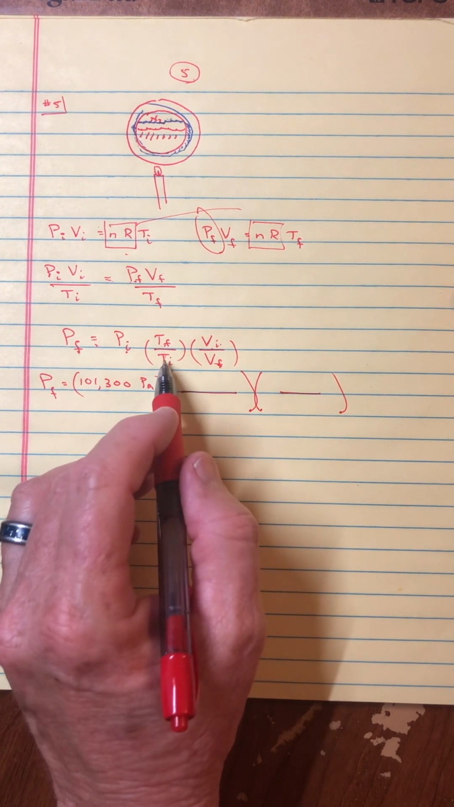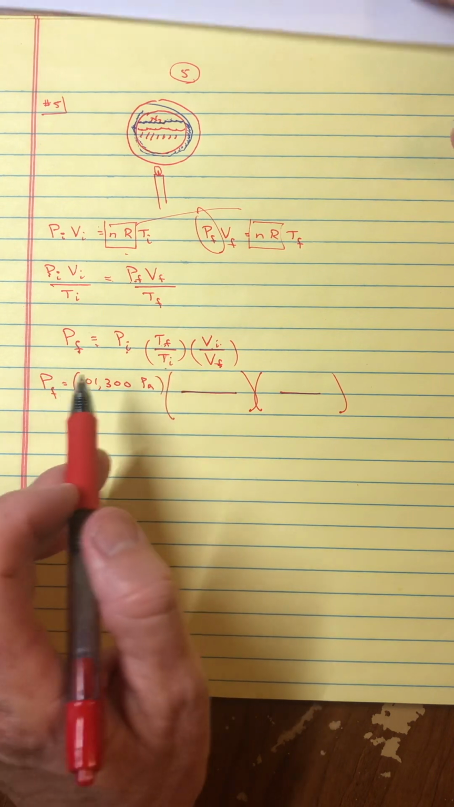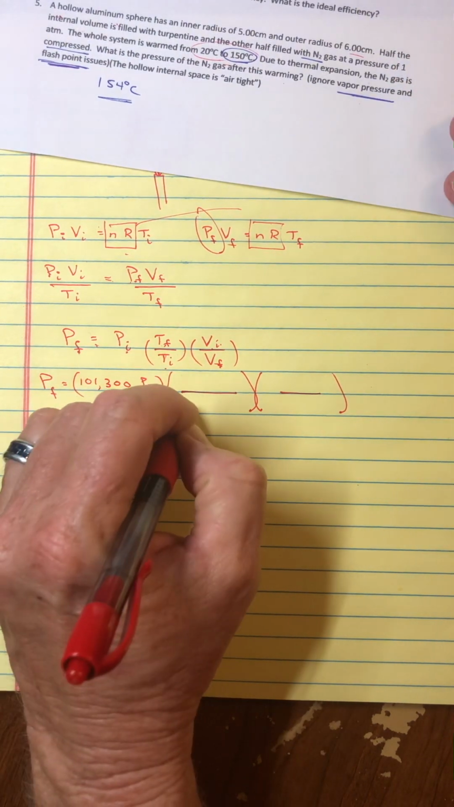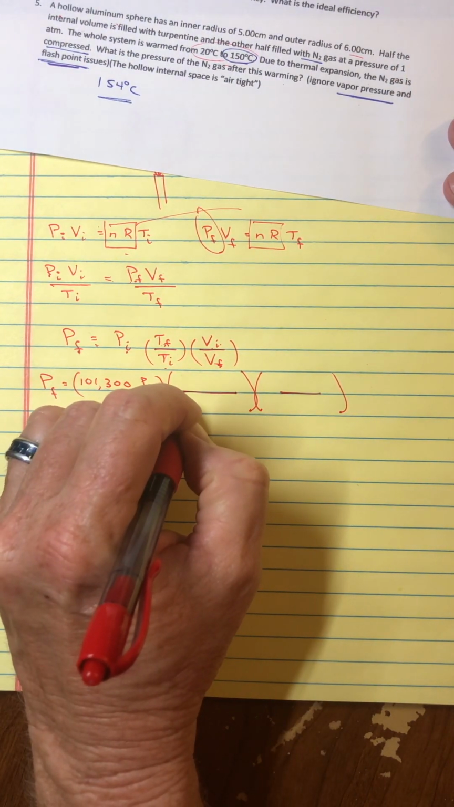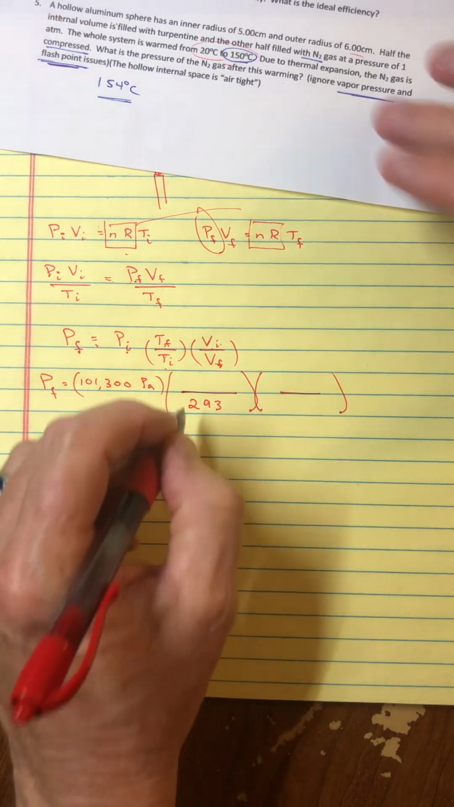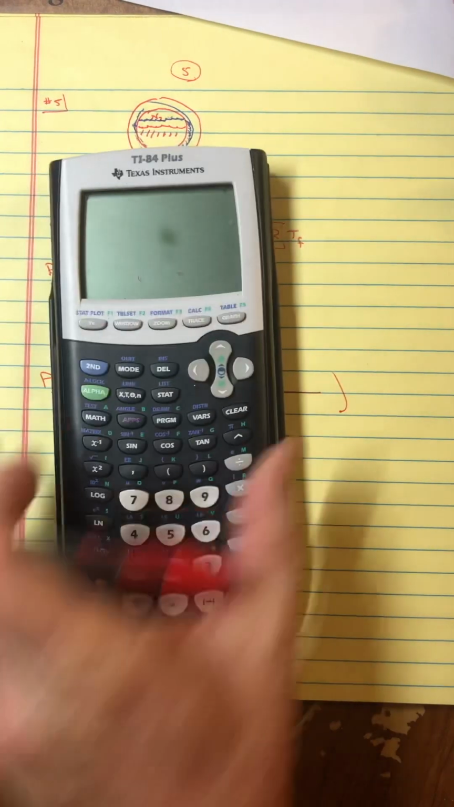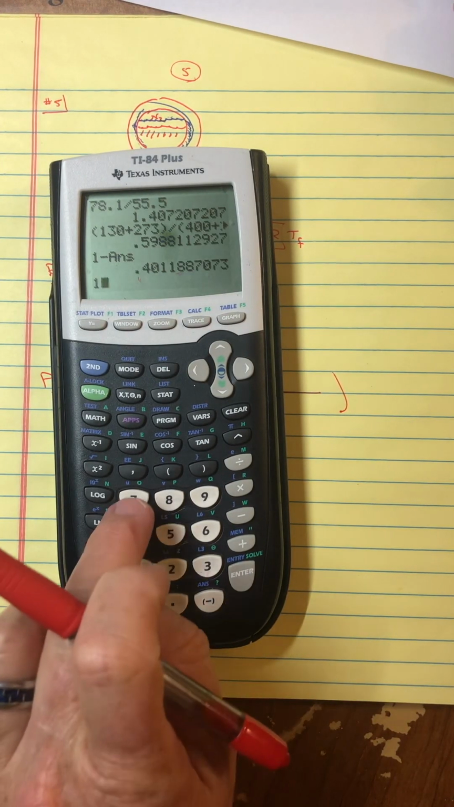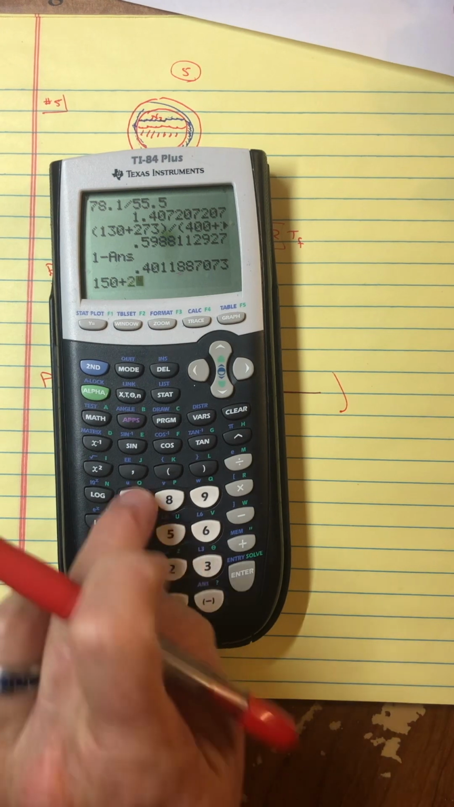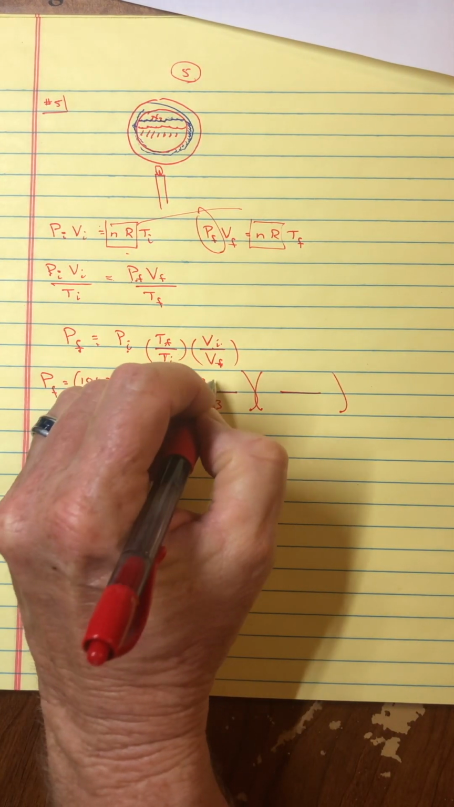Now, we do want to be a little careful because they are given in Celsius, and this is not a delta T, these are a T. So I'm going to have the 273 plus 20 down here. That's 293. And the other one's the 150 plus 273, which is 423.